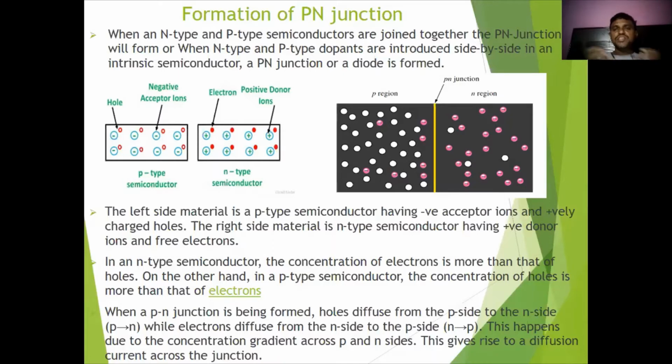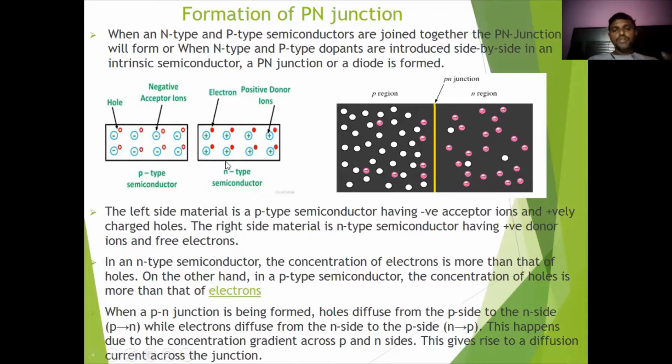Let us consider an intrinsic semiconductor single crystal, and add trivalent atoms from one side and pentavalent atoms from another side. Where the trivalent atoms are added, that becomes p-type material, and where the pentavalent atoms are added to the crystal, that becomes n-type material. Then there will be a formation of a junction between the p-type material and n-type material, which is called a p-n junction. I will show it diagrammatically. This is how a p-n junction forms.